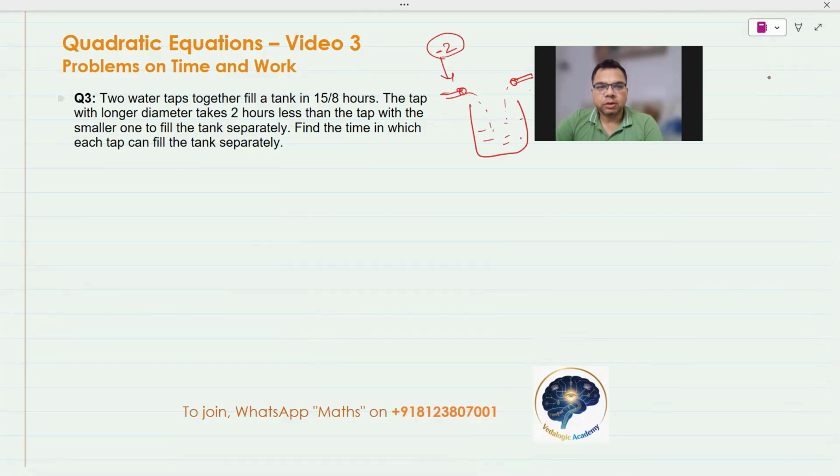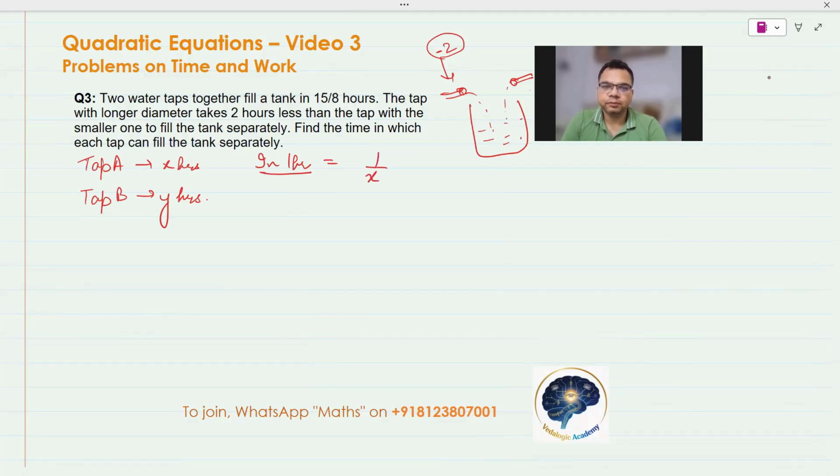So let's say for tap A, total time is x hours. For tap B, total time is y hours, right? So in 1 hour, how much will it fill? Tap A will fill 1 upon x part. Similarly, B will fill 1 upon y part.